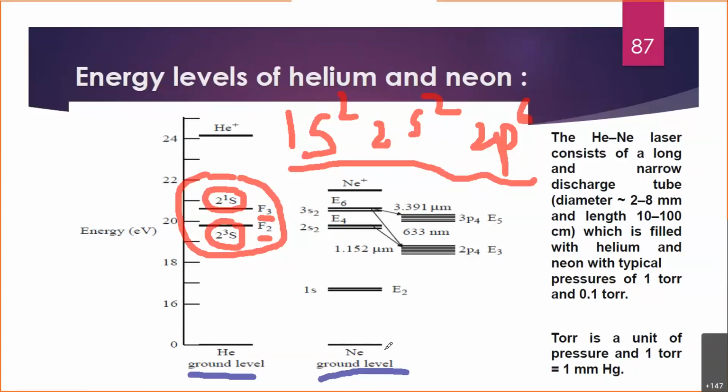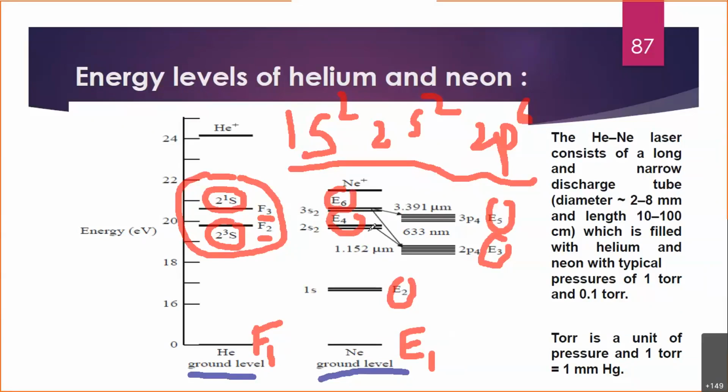At the same time, for the neon, you see the higher energy levels they have written down in this order. Suppose this is f1, f2, f3. Similarly, this will be your e1, e2, e3, e4, e5. You just have to look at these numbers. Don't get confused with this. E2, E3, E4, E5, E6.